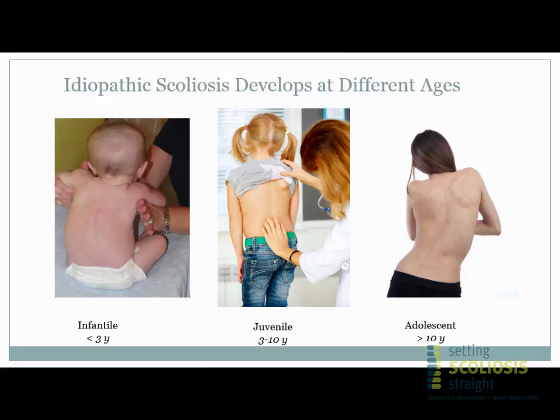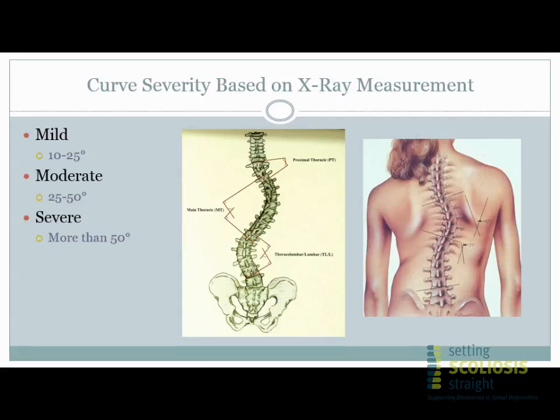So there are kids that are little. Some of you may have been very little. Less common, in the middle, is juvenile. And then there's the group of adolescents. So this is to give you language. If you hear somebody say juvenile idiopathic scoliosis, it means they were diagnosed between 3 and 10.